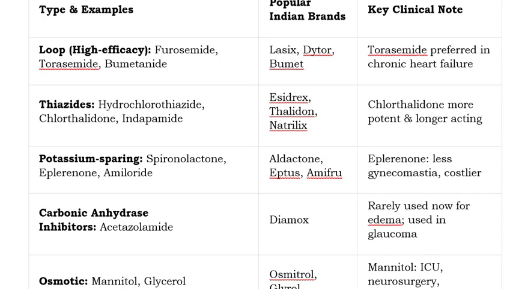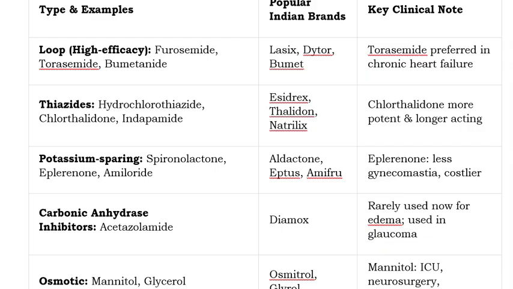So these 5 classes are loop diuretics, thiazide diuretics, potassium-sparing diuretics, carbonic anhydrase inhibitors, and osmotic diuretics. Understanding these categories helps us predict not just how effective they'll be, but also what potential side effects we need to look out for. That makes a lot of sense. Grouping them helps organize things. So let's take a closer look at each class.